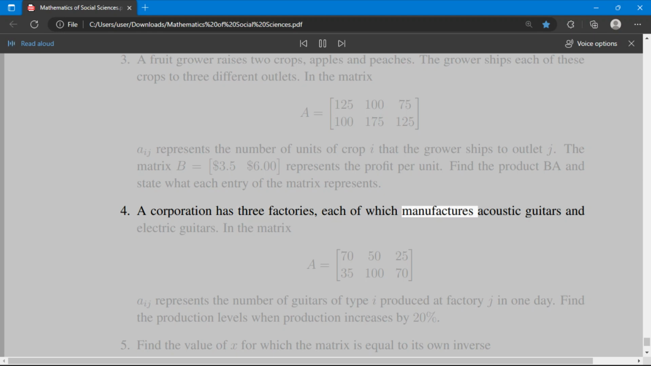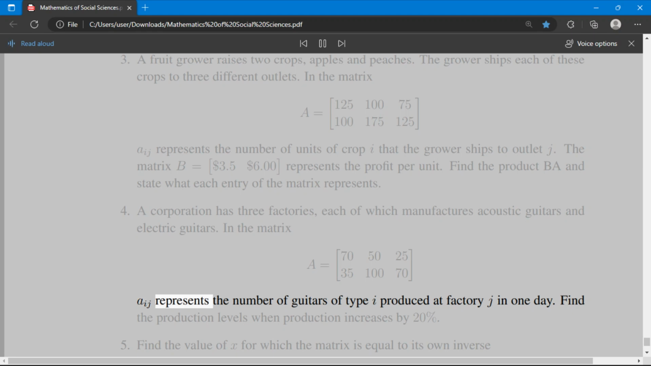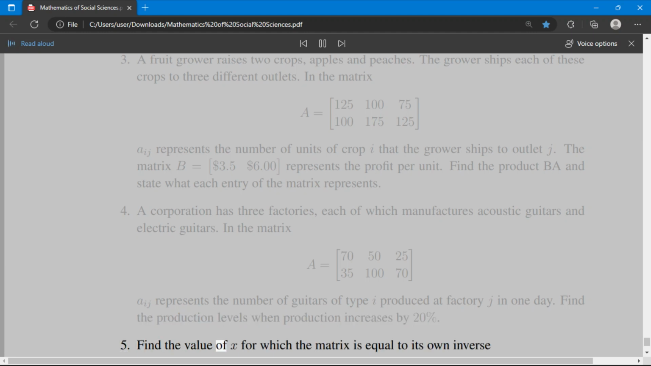4. A corporation has 3 factories, each of which manufactures acoustic guitars and electric guitars. In the matrix A = [70 50 25; 35 100 70], a_ij represents the number of guitars of type i produced at factory j in one day. Find the production levels when production increases by 20%.